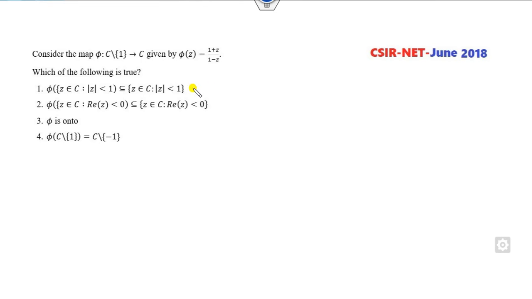Okay, look at this another one. Again, some mapping is given to you. We can draw it graphically. What is the graph of the first part? The collection of all those Z such that it's a unit circle.